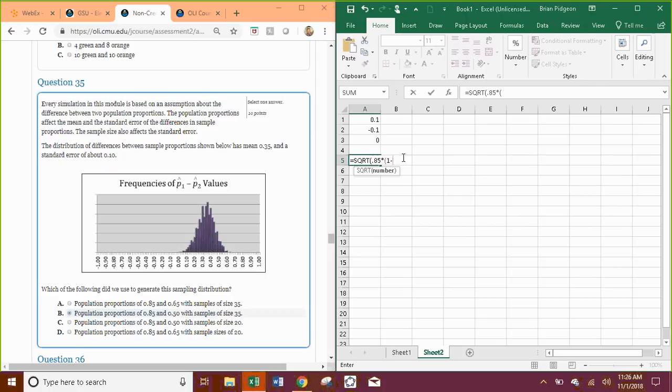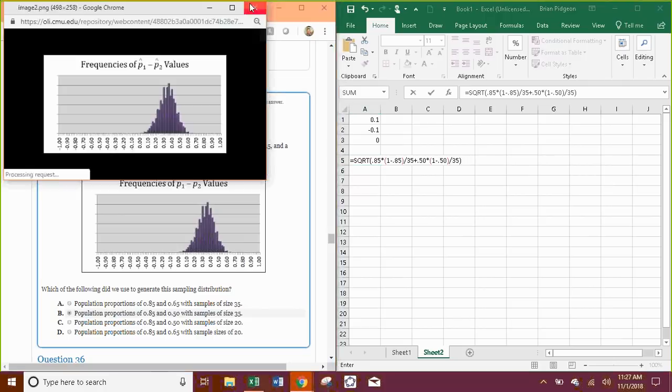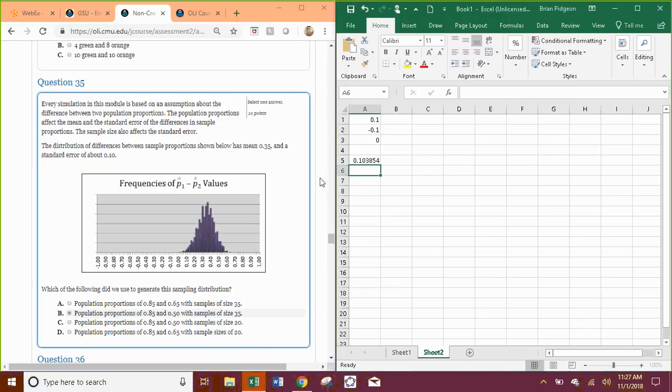So if we're looking at answer choice B, let's just see if this is the answer. We assume that the proportions are 0.85 and 0.5, so we're going to do 0.85 times 1 minus 0.85. And then it says sample size is 35, so let's just do divided by 35. So the first part of the standard error is p hat 1 times 1 minus p hat 1 over n, plus, let's do now the same thing with 0.5. 0.5 times 1 minus 0.5 divided by 35. And we just want to see, does this give us our standard error of 0.1? Okay, which it does. So the answer is B.